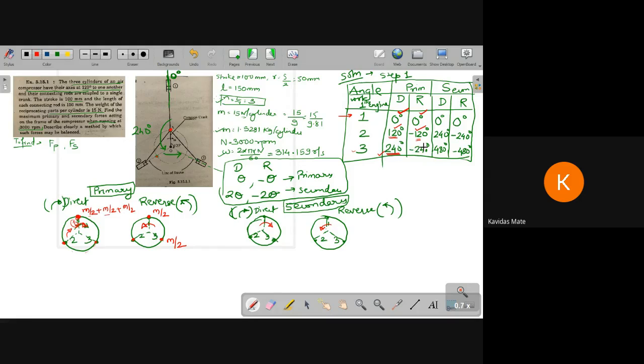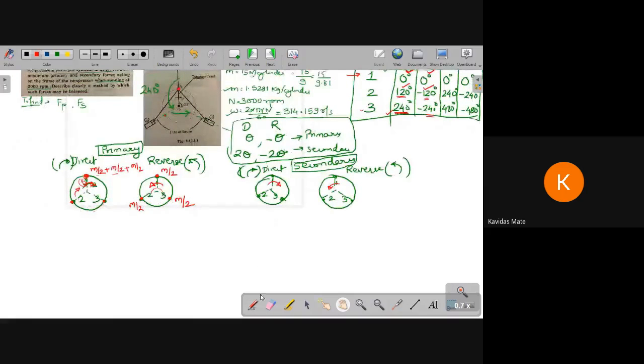So this is done. Coming to the reverse one, this minus sign is the direction of rotation. So ideally the mass m by 2 should be kept at point number 3. But since we are rotating in this direction and working on the single crank, it won't be located at this particular position, but at a 240 degrees angle. If you move from over here, 120 plus 120 would move me to this one. So you got the location of masses for these two diagrams.